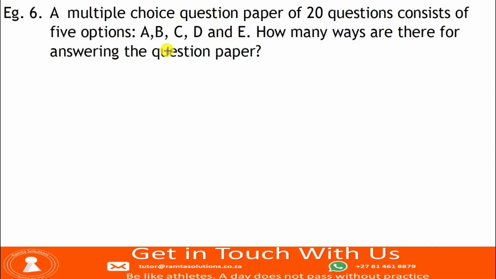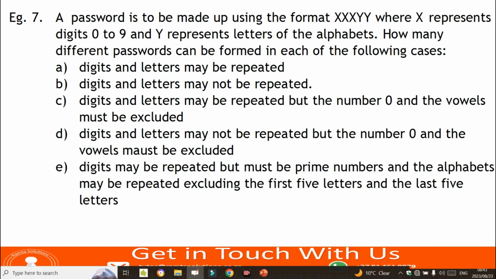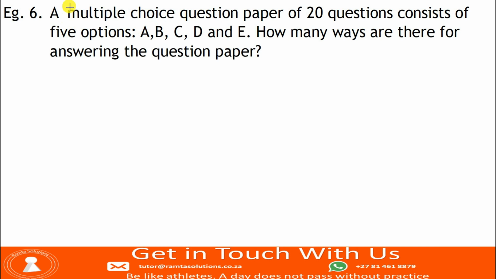Now, let's see. A multiple choice question paper of 20 questions consists of 5 options A, B, C, D, and E. How many ways are there for answering the question paper? This one, you shouldn't be struggling with it. It's easy. Why? How many outcomes are there? There are 5 outcomes, but how many times are you repeating them? 20 times. As simple as that.